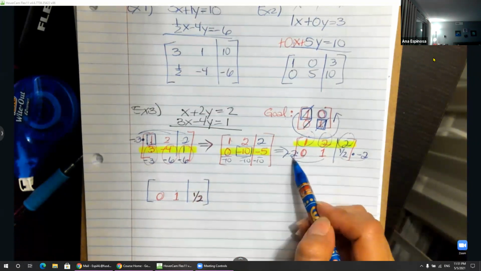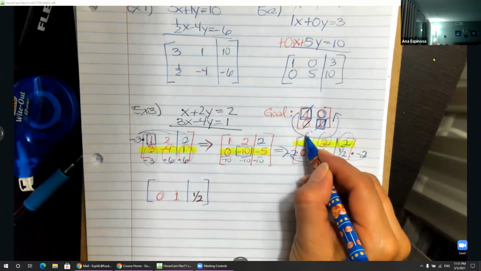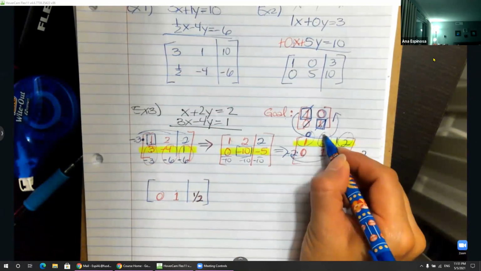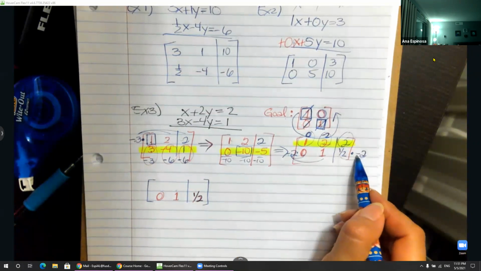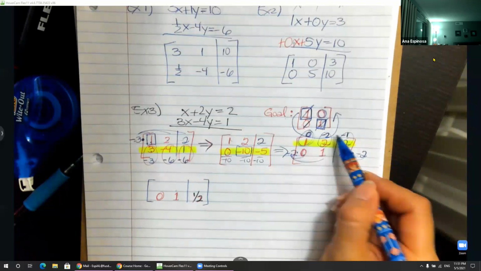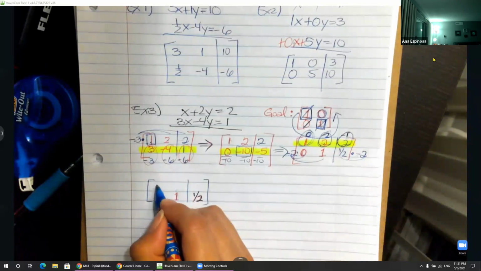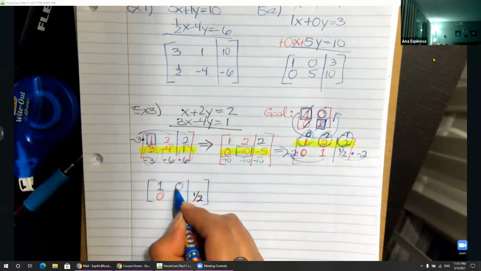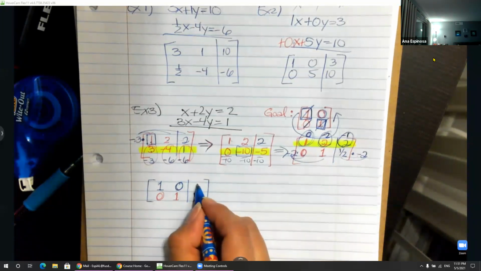Okay, so then I multiply. This times this is a 0. This -2 times 1 is a -2. And -2 times a half is a -1. So when I add these, I get still my 1 back. I don't change that. That gives me now a 0. And that gives me a 1.